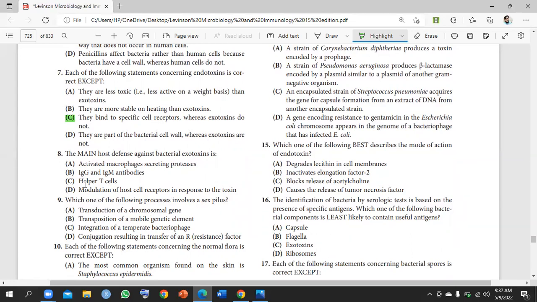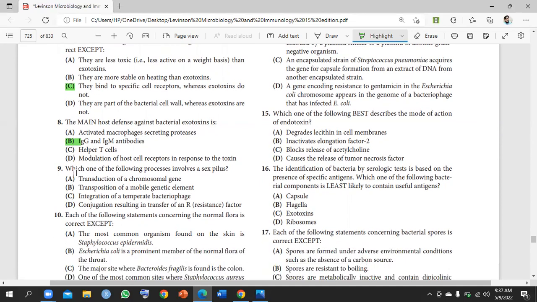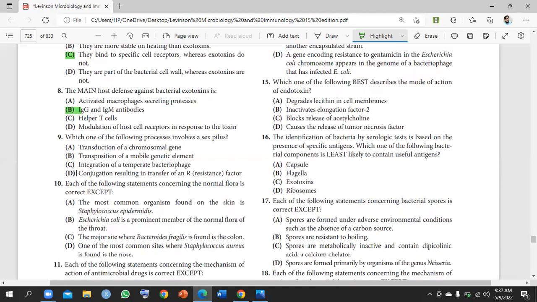when there are exotoxins, our immune system manufactures IgG and IgM. In a sense, they synthesize antibodies in order to degrade them, in order to kill them. Okay, so this is our correct answer. Helper T cells are also activated, and the cell receptor also gives a response to the toxin. But the best defense against exotoxins is the production of IgG and IgM antibodies.